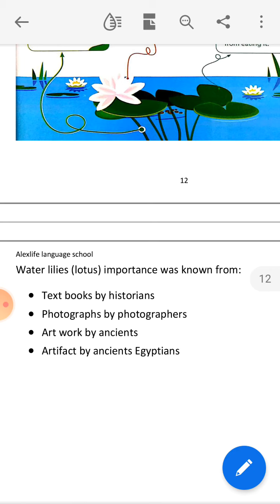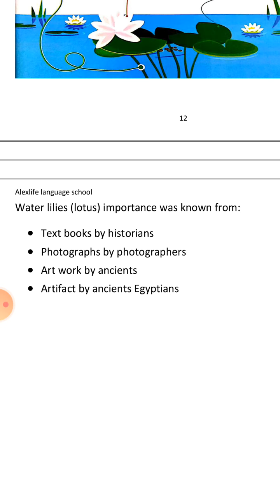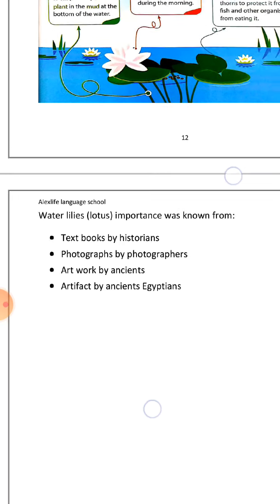Here we will talk about the importance of water lily in the life of ancient Egyptians. All textbooks which are written by historians talked about the water lily and its importance in the life of ancient Egyptians. Photographers took many photos about water lily. The artwork by ancient Egyptians and also the artifacts by ancient Egyptians, all of those talked about the importance of water lily.